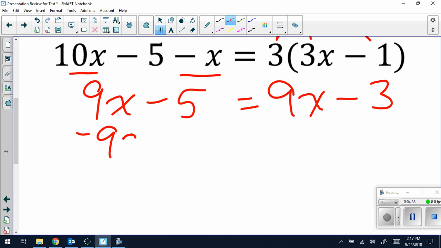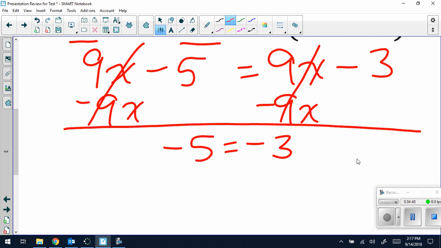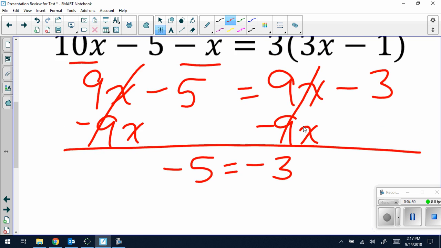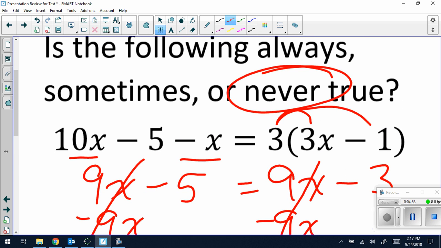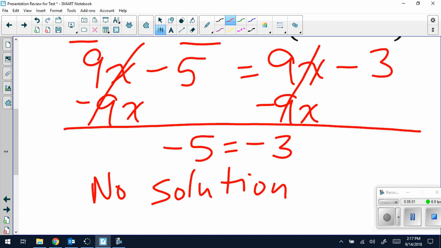Now, when I go to get my variables together, they subtract out from both sides, and I'm left with negative 5 equals negative 3. Since that is false, this equation is never true. What we would normally say is no solution, but to answer the question that was asked, is it sometimes, always, or never true? It's a never. This one is never true.